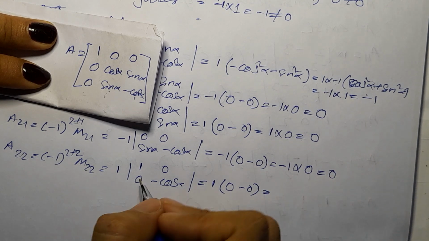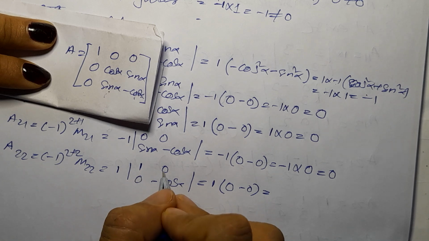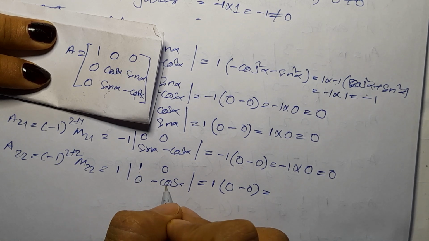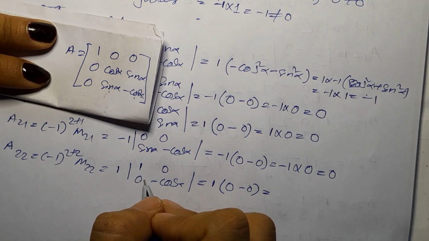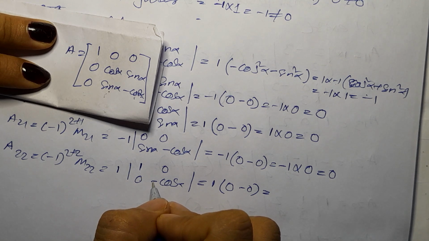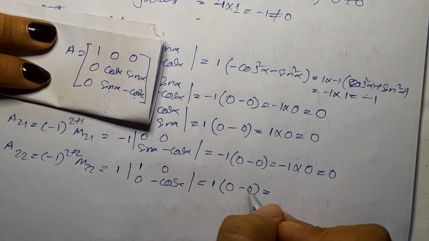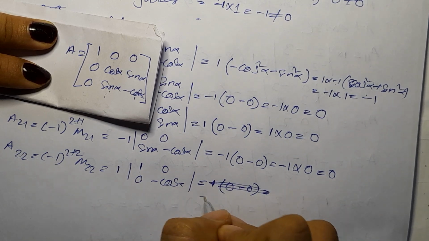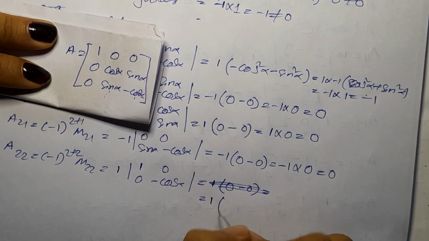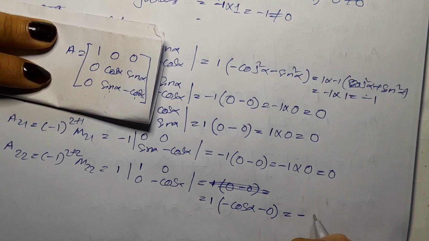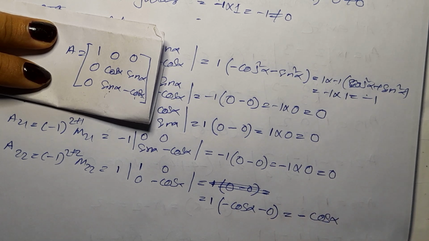Wait. No, this is 1 minus 0 minus 1 into cos alpha, it will give minus cos alpha. Equal to, this is 1 bracket, 1 into minus cos alpha, so minus cos alpha minus 0, so it will give minus cos alpha.